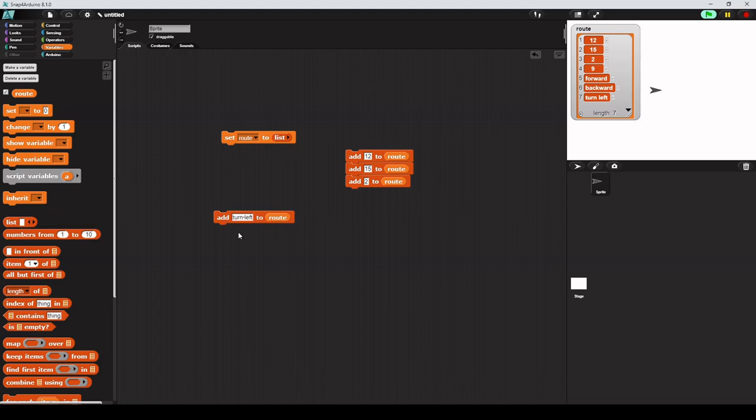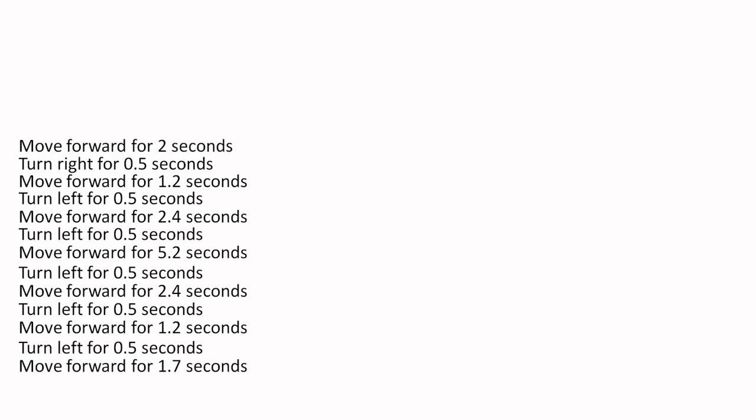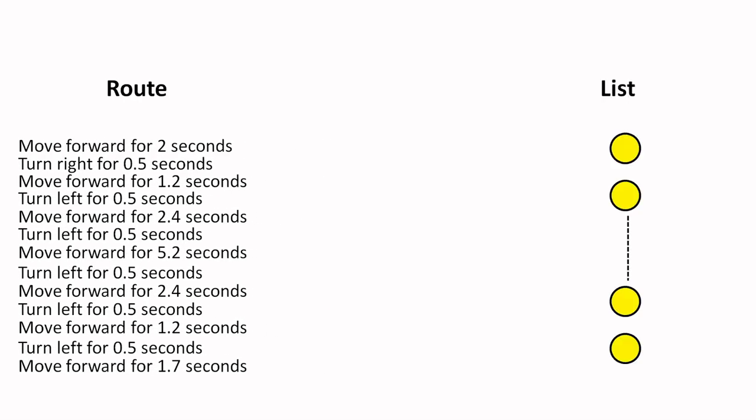Perhaps now you are beginning to understand what we are going to do. We are going to store the route in a list. However, a lot of details are not yet clear. How are we going to do this?